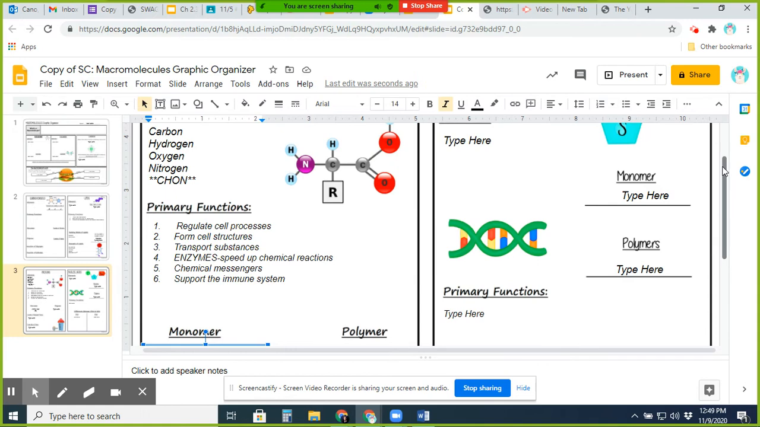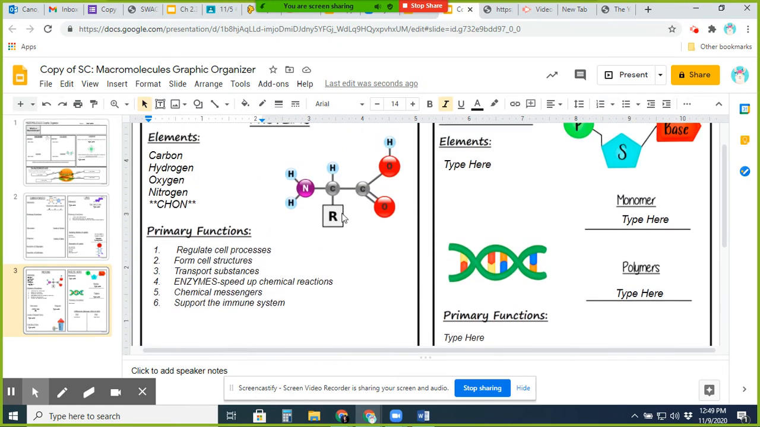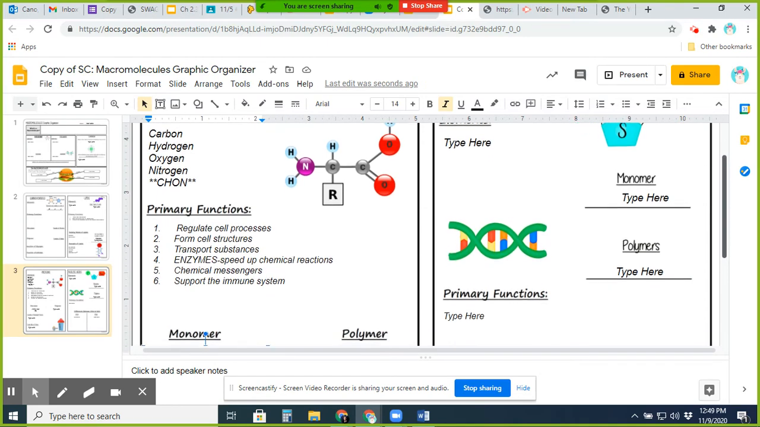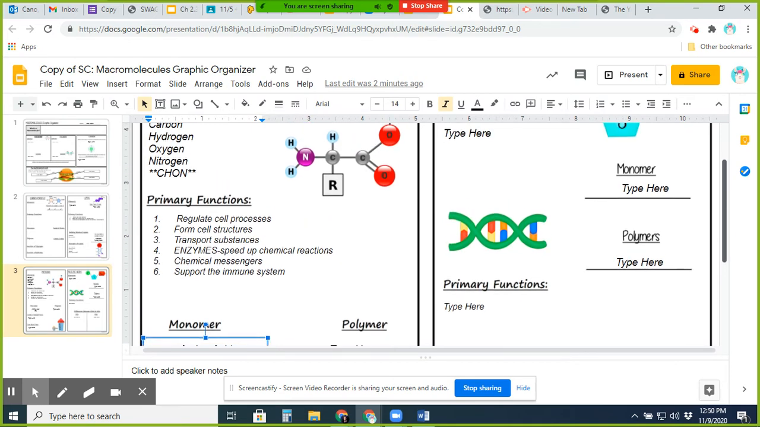Now, remember how I said that there are 20 different amino acids? What makes the amino acids different from each other are these side groups. But every single amino acid has the amino group, the carboxyl group, and then an R, which is the side group. And there are different side groups depending on which amino acid it is. Again, there are 20 different amino acids that can make different proteins.